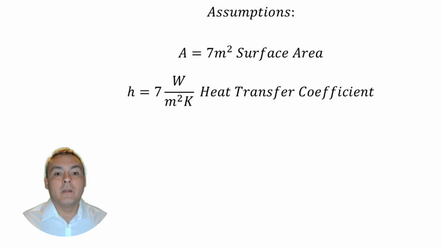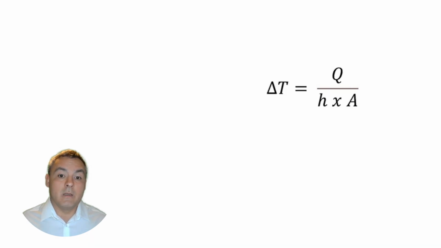Okay, let's assume the transformer has a surface area of 7 meters squared. We'll call that A. It has a heat transfer coefficient of 7 watts per meter squared Kelvin. We'll call that H. These are reasonable assumptions for a transformer this size that is cooled by natural air convection. Delta T is governed by this equation. Delta T is equal to Q over H times A.